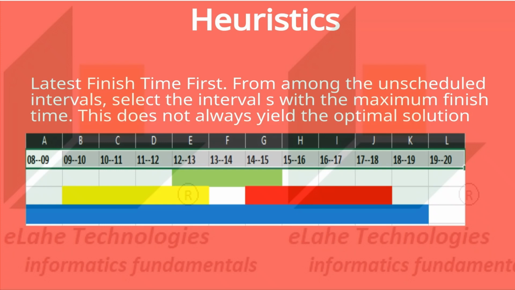In our example, the blue job has the latest finish time and is selected. But since it intersects the other jobs, nothing else can be selected. Thus the solution is of size 1, which is not optimal.